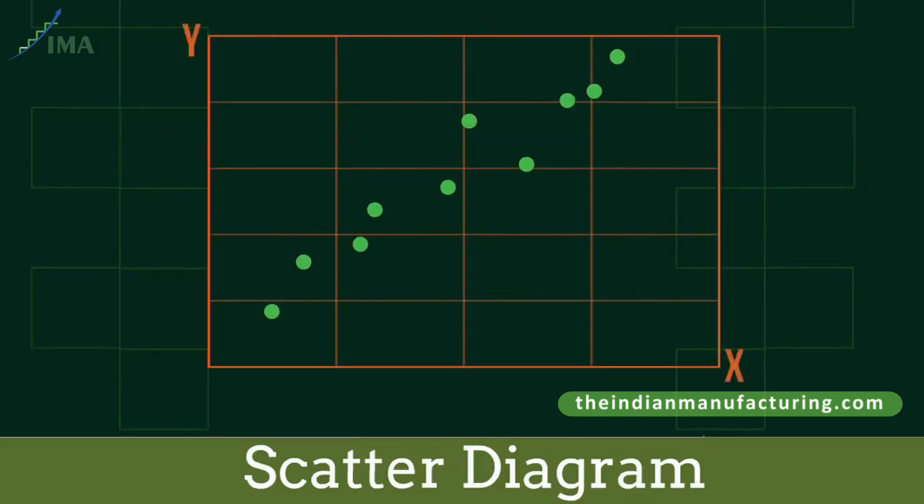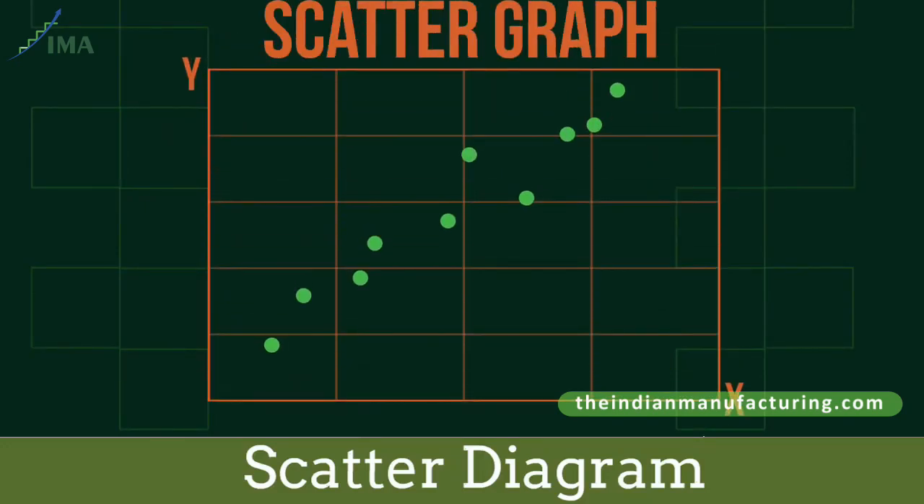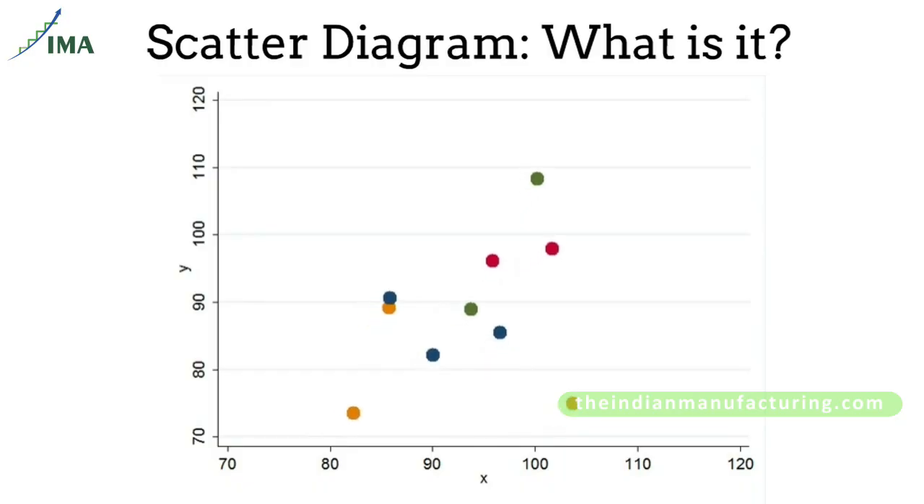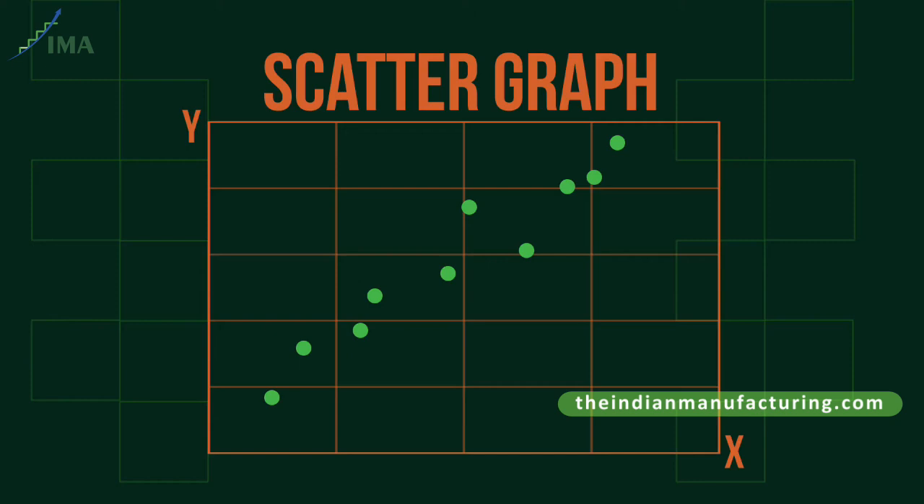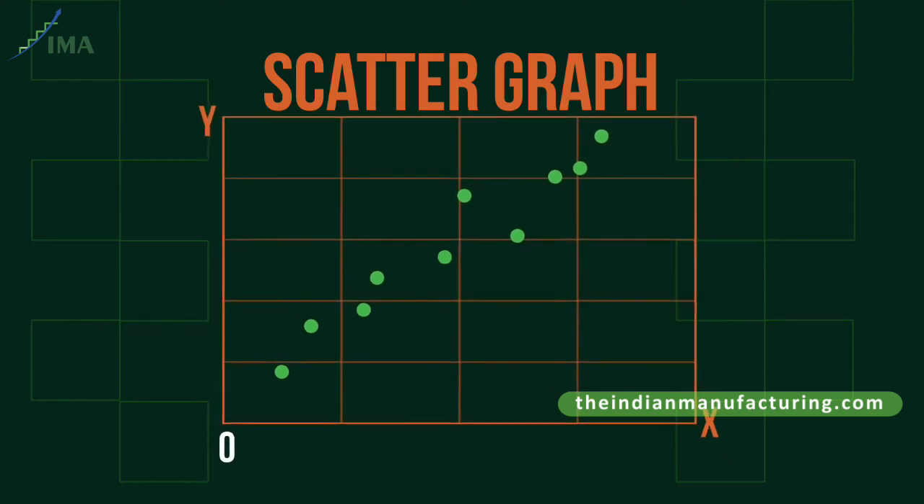Scatter diagram. How to use scatter diagram as a tool for data analysis. Scatter diagram, what is it? Scatter diagram is a graph that is used to examine whether two variables are interrelated or not.